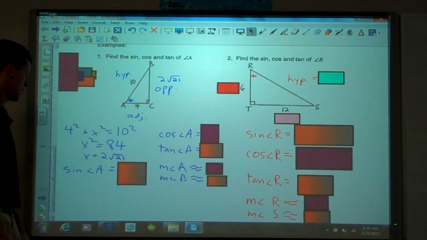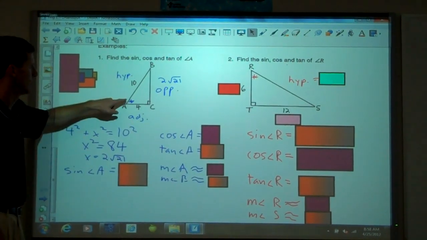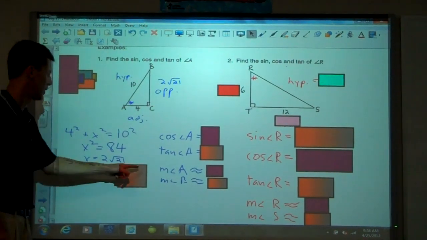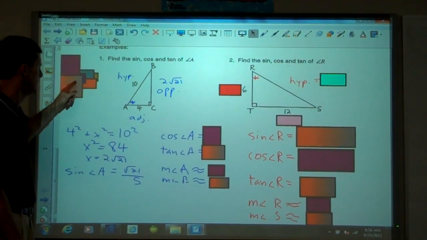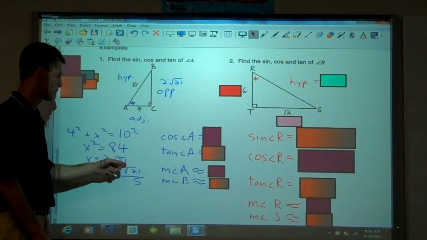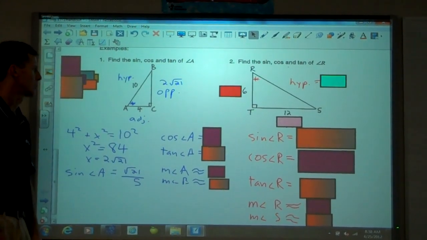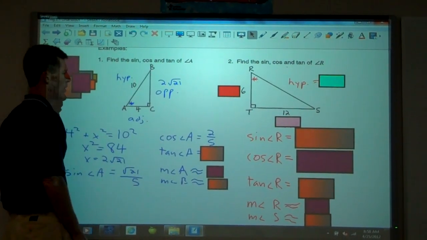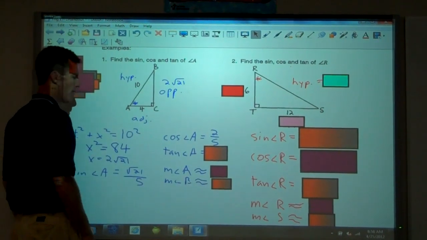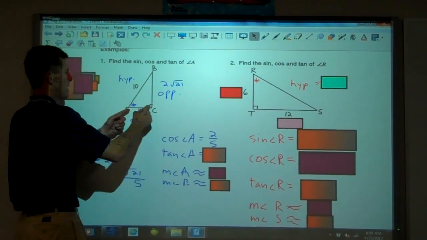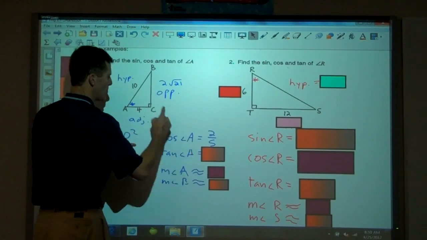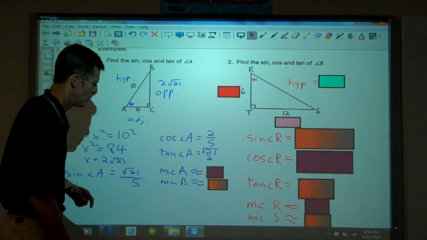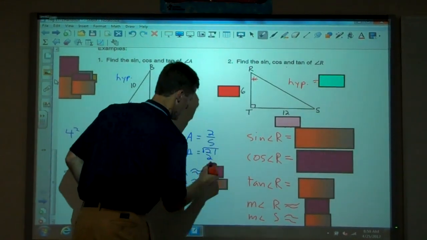Pythagorean. So the sine of angle A would be opposite over hypotenuse, so it would be 2 root 21 over 10. Can reduce the 2 and the 10 to root 21 over 5. Cosine of angle A, hopefully you got 2 over 5. 4 over 10 reduces to 2 over 5. And for tangent, opposite over adjacent, you would have had 2 root 21 over 4, which reduces to root 21 all over 2.